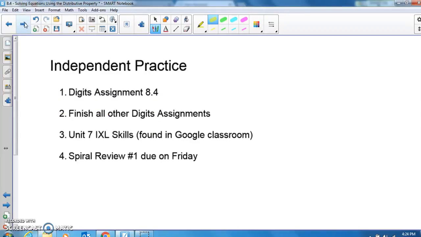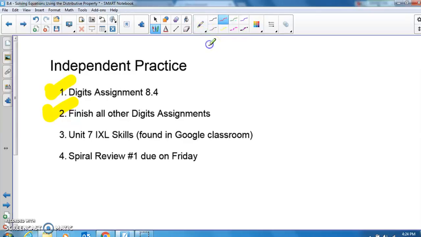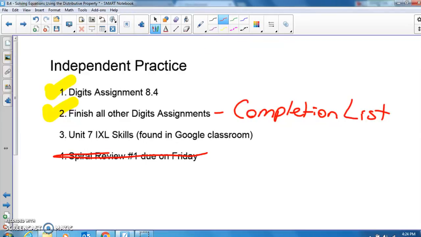And then, if you'll do number 1, number 2, I'm going to call number 2 kind of the completion list. That is the list of things you have to do based on that grade sheet I gave you. You need to do any IXLs 3 and disregard this for right now. We'll talk about that probably after Christmas break.